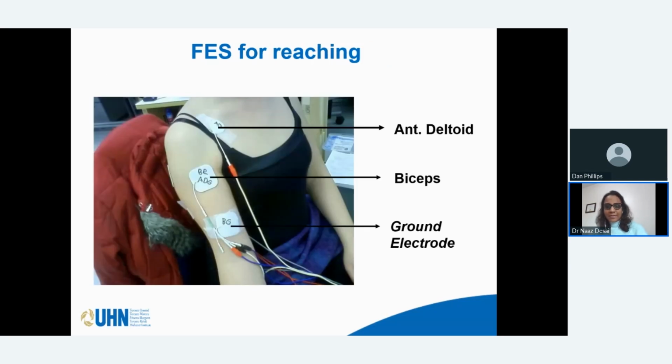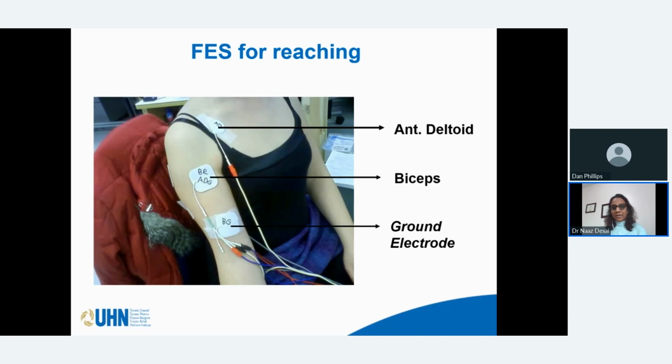So these are just some diagrams to show what kind of electrodes are used for retraining specific movements. So for example, this setup is for retraining forward reaching. So the first electrode is a smaller circular electrode, which is used to stimulate the anterior deltoid. And here we do want specificity. We do not want to stimulate the pectoral muscles. We do want to restrict our stimulation to only the anterior deltoid. Then the second one is for the biceps, and then the third one is the ground electrode.